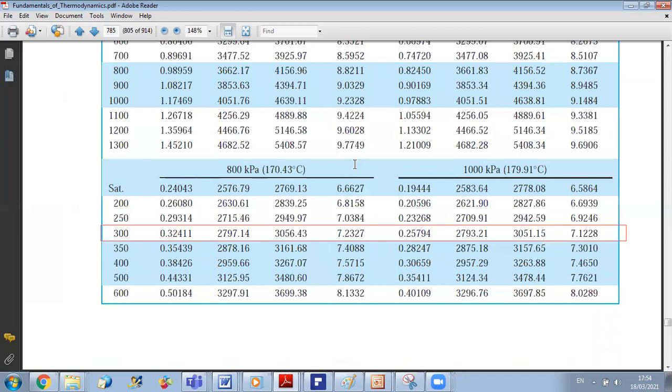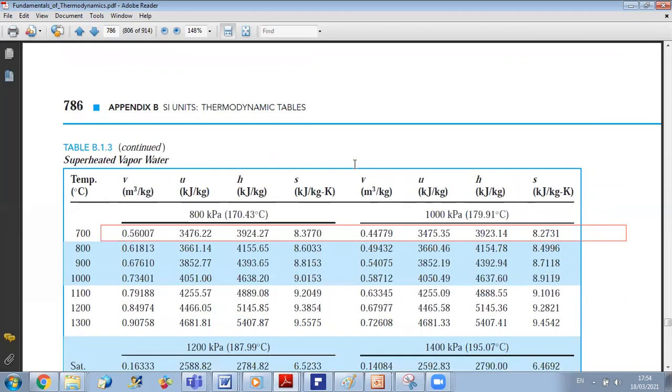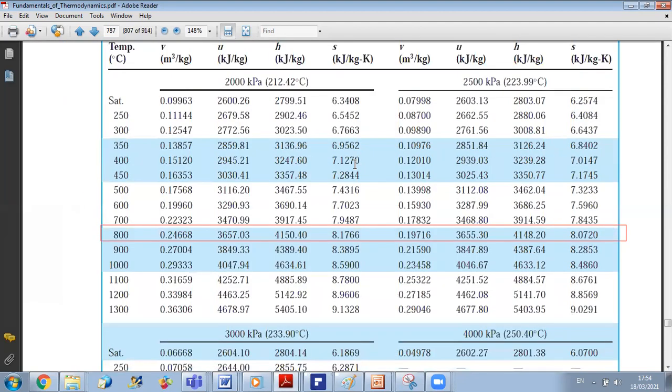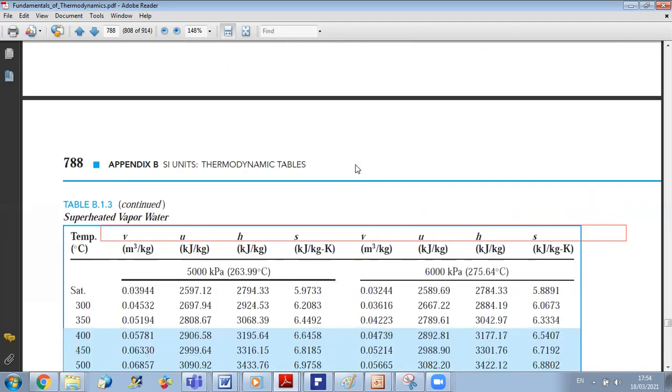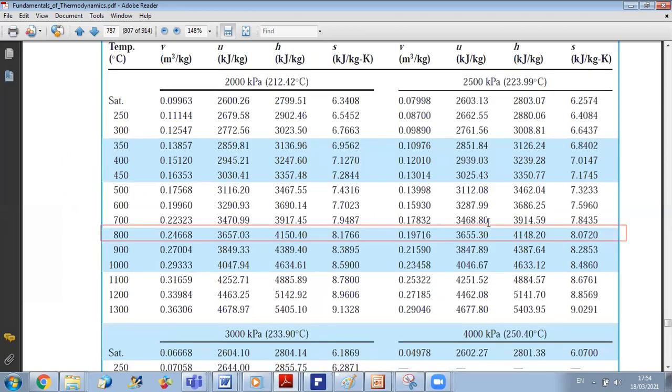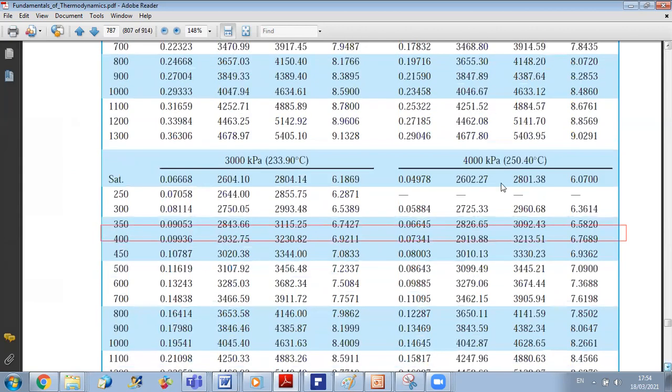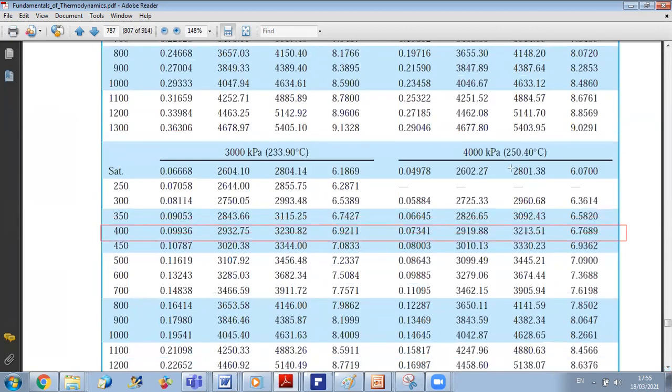Okay, so I am here. It is the third column. Okay, so yes, that's it. So here I can read it. Here, the value is from the third column for 4 megapascal. The corresponding value of H is 3,213.51. So now I found the first value of H corresponding to point 3.